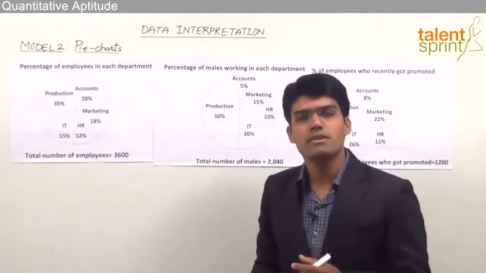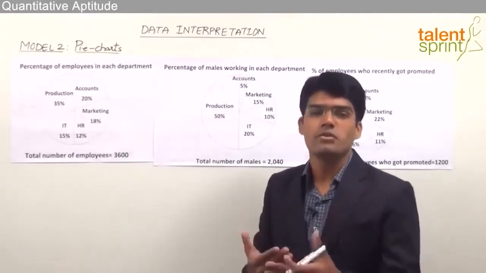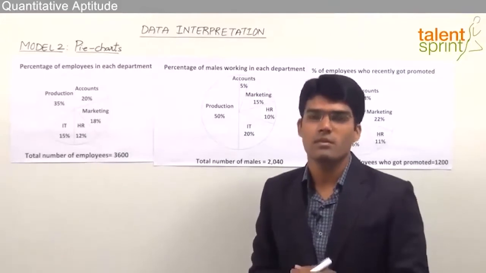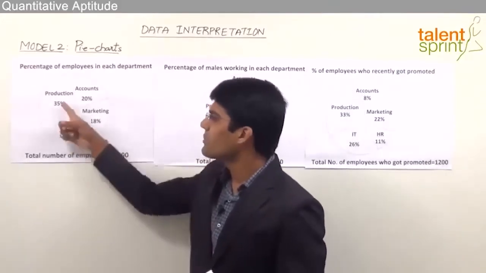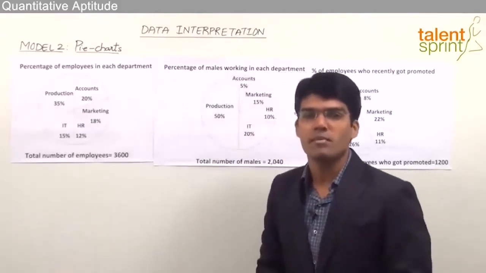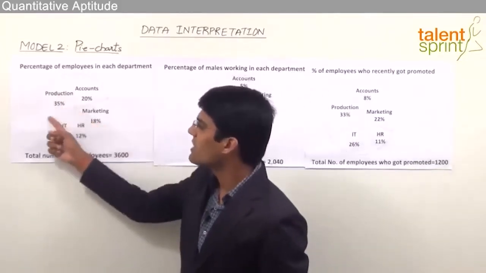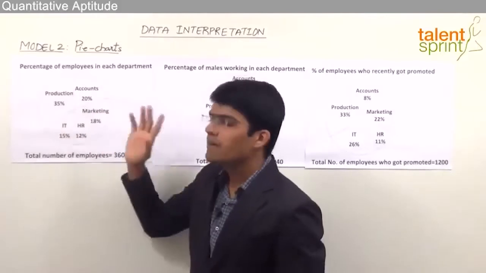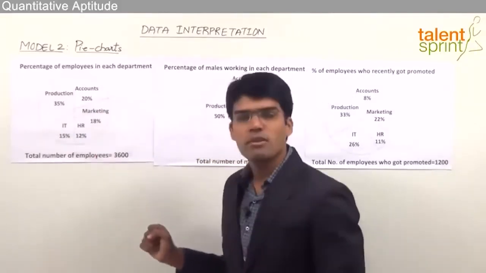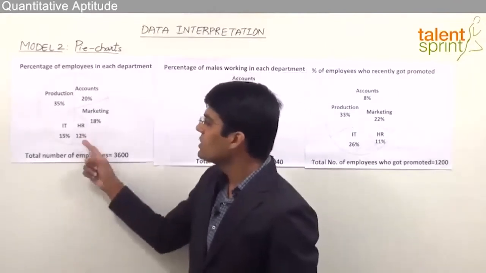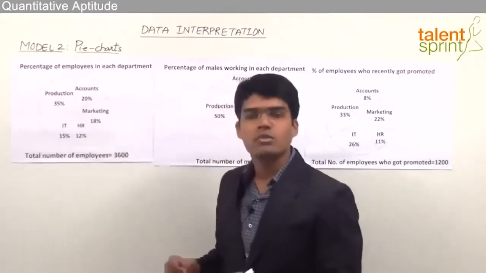And as I've already mentioned, pie chart gives a very clear visual appearance and the comprehension becomes very simple. For example, simply by looking at the pie chart, here we can say that production department has got maximum number of employees. Why? Because the share of production is maximum when compared to the remaining departments. Likewise, we can also say that HR has got minimum number of employees. Why? Because HR is only 12% and remaining all are more than 12%.